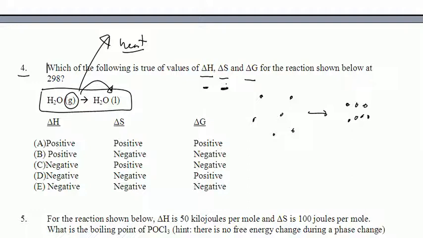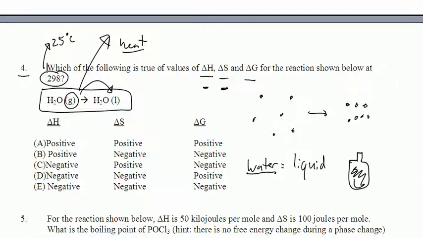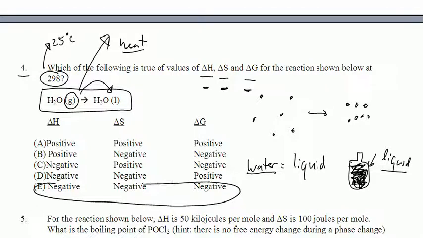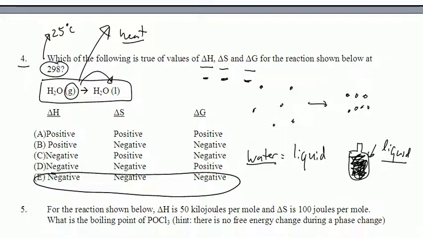And delta G is a little tricky here, but they do tell you it's at 298. If you subtract 273, you're at 25 degrees Celsius. That is room temperature. At room temperature, water is a liquid. Okay, we do not drink gaseous water out of a water bottle. It's always in the liquid form. Yay. There's water. It's a liquid. That means that it spontaneously is a liquid at room temperature, making delta G negative as well. The only one that has delta G being negative all over is E. So that is the answer.